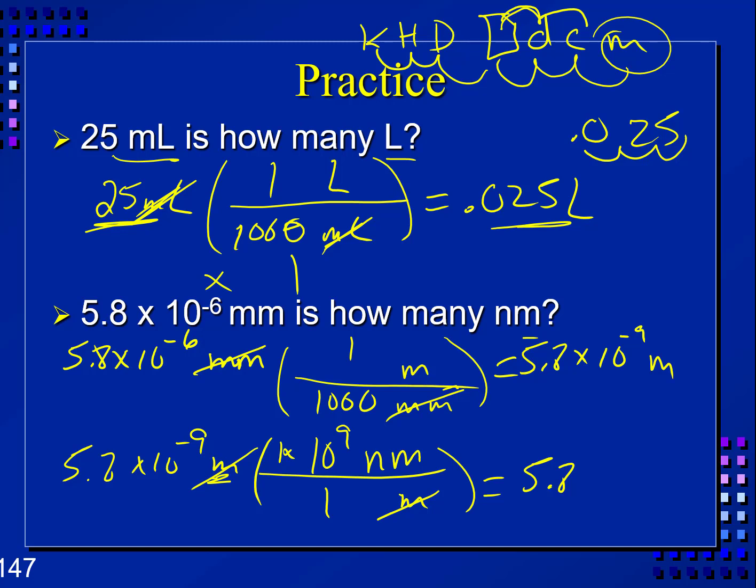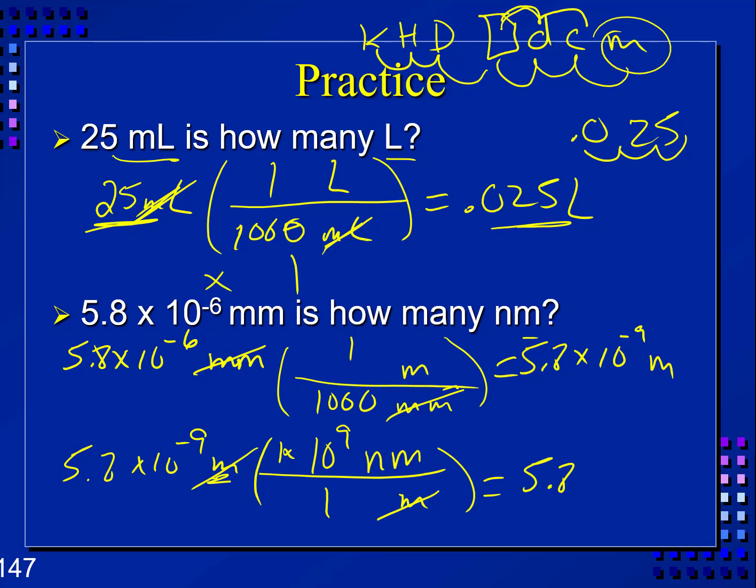So I'm using this as a vehicle. For me, it's more important that you learn the math, the technique, than the metric system. Because the metric system will be there all year, but so will this technique. Getting rid of units and fixing them.